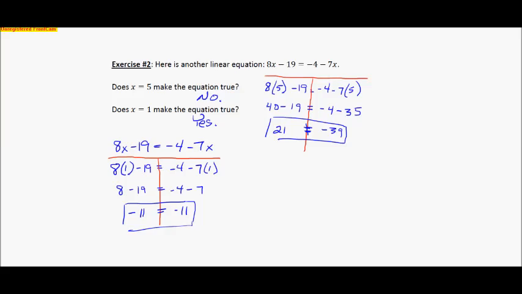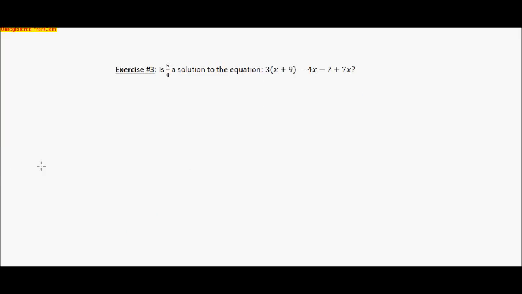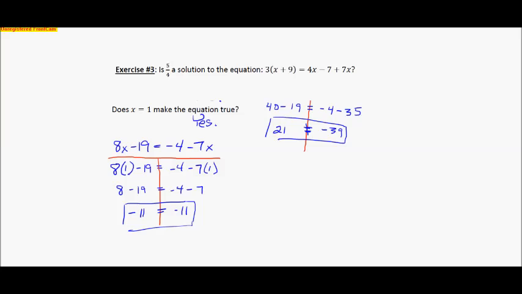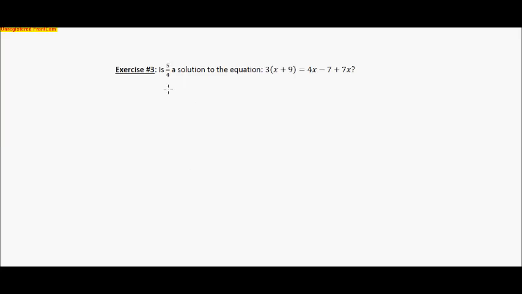Let's turn this one off and let's put on number 3. Let's go to exercise number 3 here. It says, is 5/4 a solution to the equation such and such? Now we've got to be big boys and girls. A lot of people get scared when they see fractions, but we can do fractions. We've been doing them since like 4th or 5th grade.